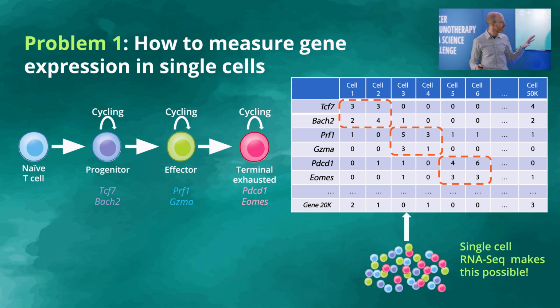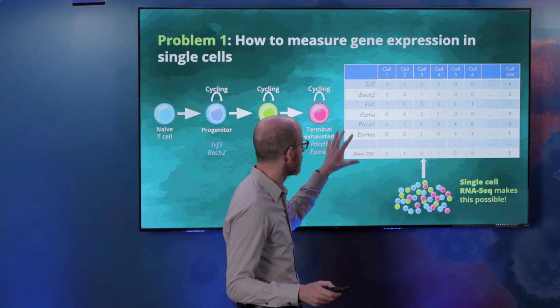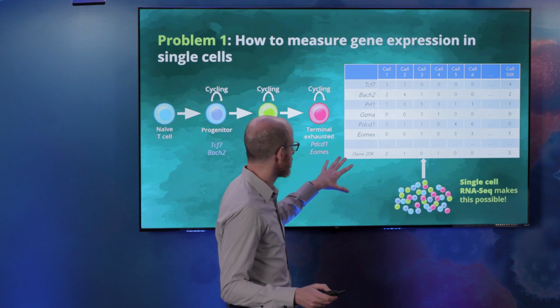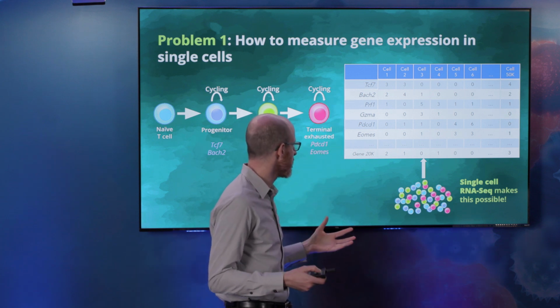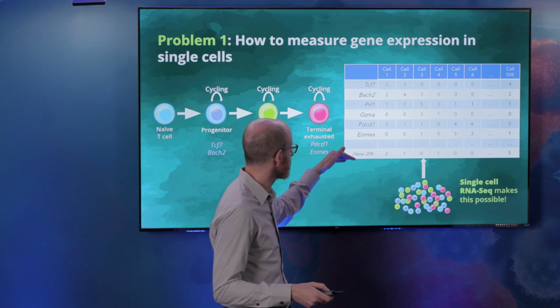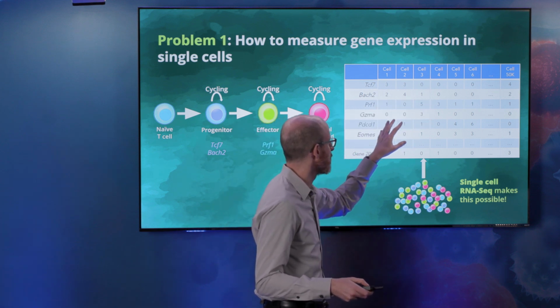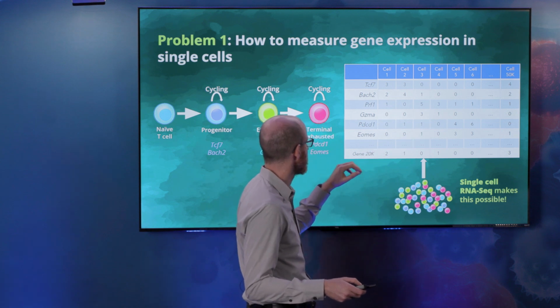So the output of the single cell RNA sequencing experiment is this gene expression matrix, where we've measured the expression level of every single gene in every single cell. The rows of this matrix are the individual genes, and there are 20,000 genes encoded in the human genome, so there are 20,000 rows in this matrix. And then the columns are the individual single cells that we profiled. So there are 50,000 columns because there were 50,000 T cells measured in this experiment.